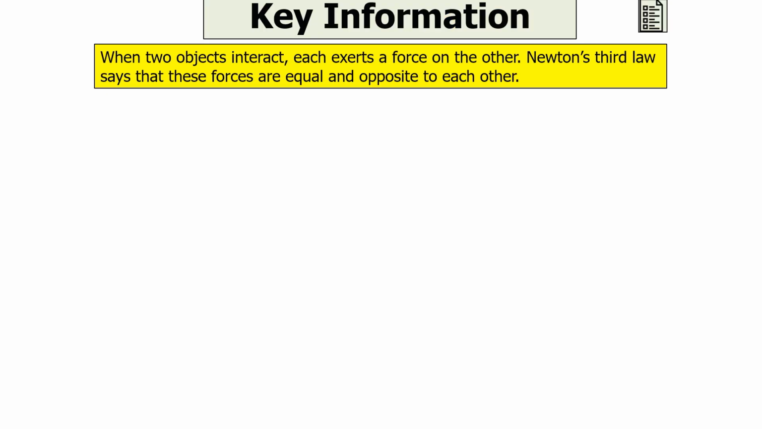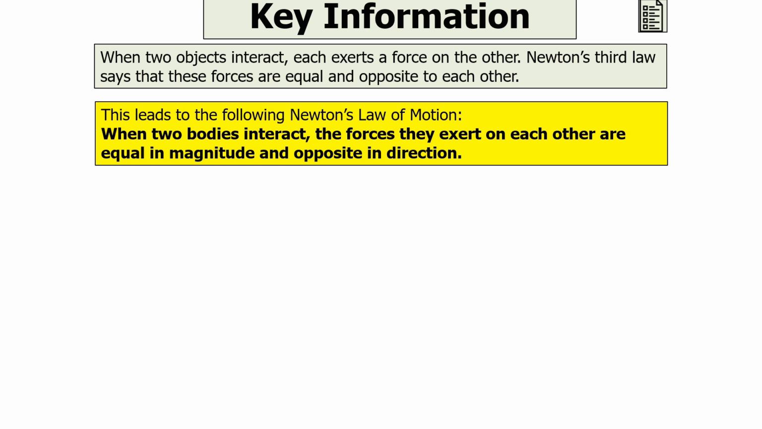Now, Newton's third law says that these forces are equal and opposite to each other. So this leads to the following Newton's law of motion. When two bodies interact, the forces they exert on each other are equal in magnitude and opposite in direction.